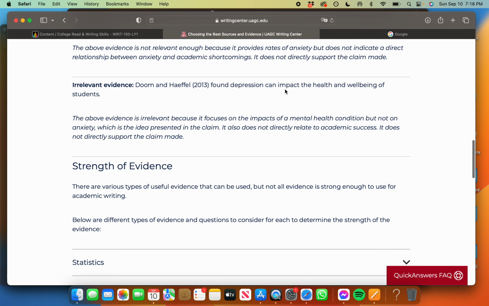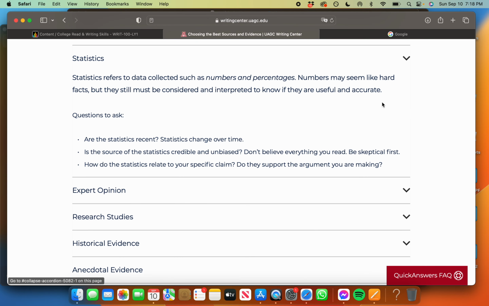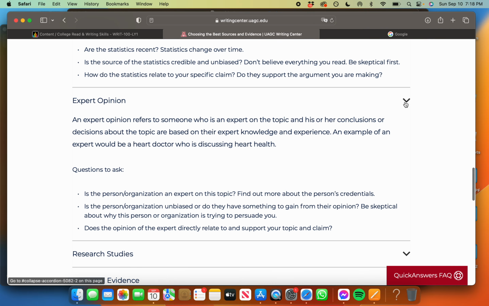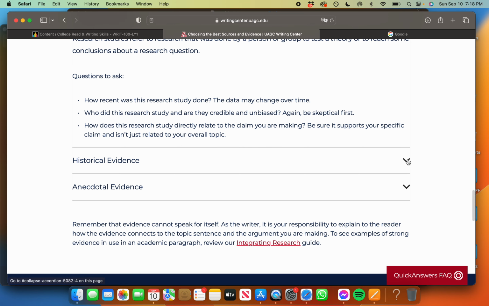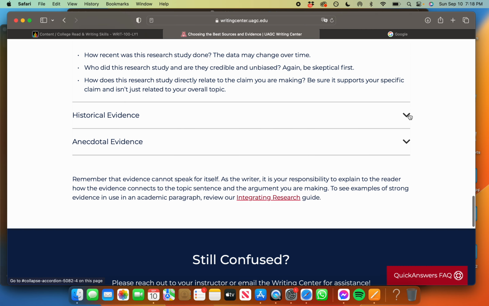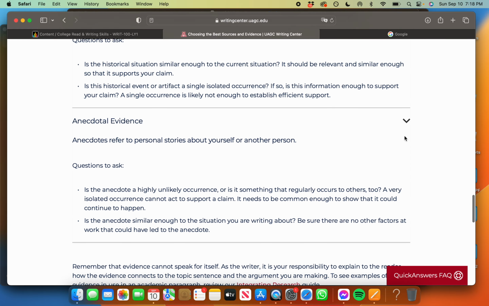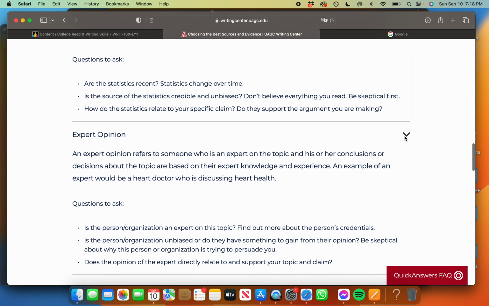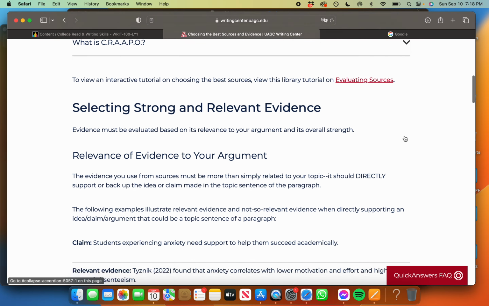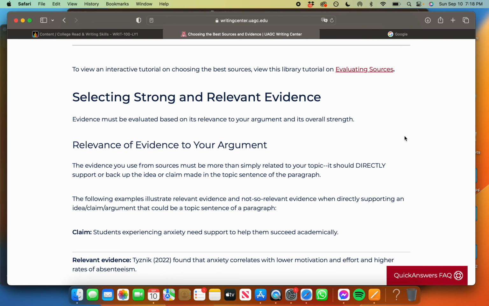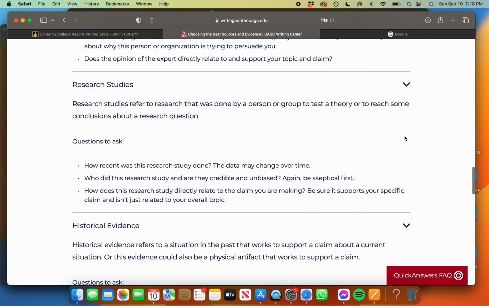It's absolutely a great one-and-done resource, right? How to evaluate statistics, how to evaluate expert opinion, how to evaluate research studies, historical evidence, and anecdotal evidence. So it's all here, questions to ask. So if you read through this and you have any questions, my reading it to you, I don't think is going to help your studies. So once you read through it, if you have any questions about any of this, please contact me via email.